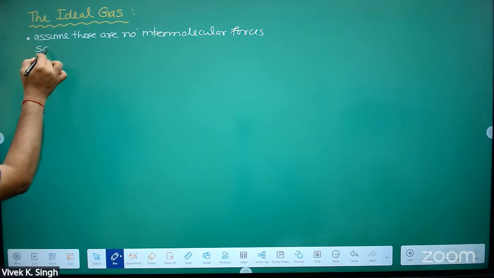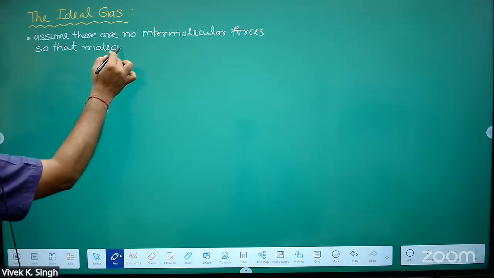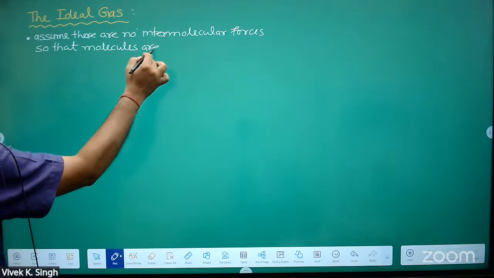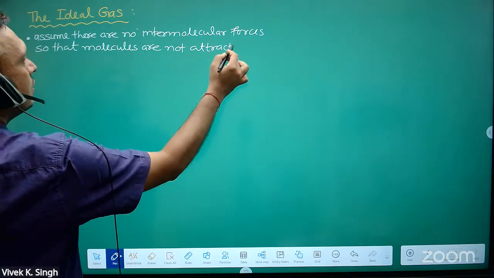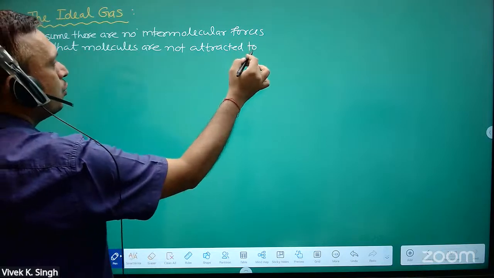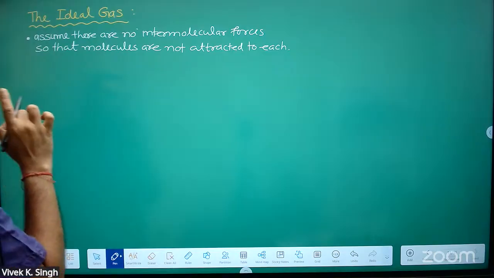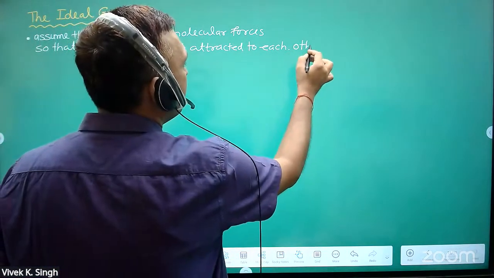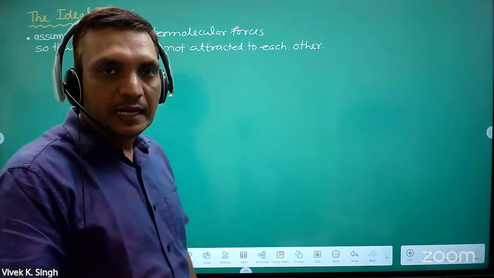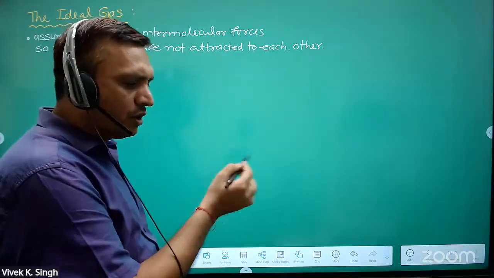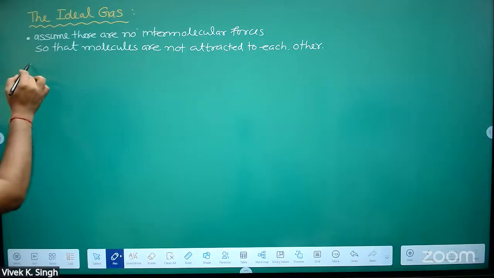So that molecules are not attracted to each other. So we are ignoring the intermolecular forces. In the real case, there is intermolecular force. So why is it ideal? Because we are ignoring the intermolecular forces, and we are also ignoring the size of the molecules.